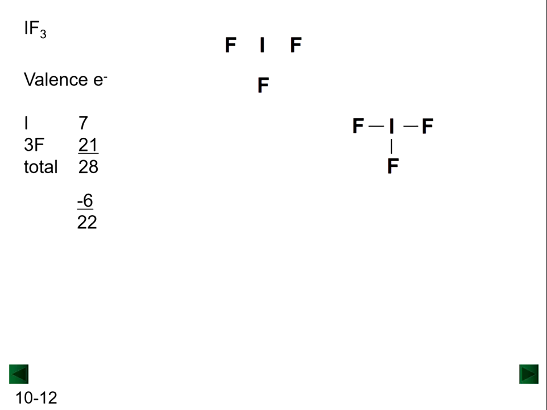Finally, we have the molecule iodine trifluoride. Iodine is our low electronegativity atom. We put it at the center, and we have 3 fluorines around it. Now, at this point, then, we can calculate total valence electrons. We end up with 28, 7 from the iodine, and then 21 from the 3 fluorines, 7 each. We make single bond connections between each fluorine and the iodine, leaving us 22 electrons remaining.